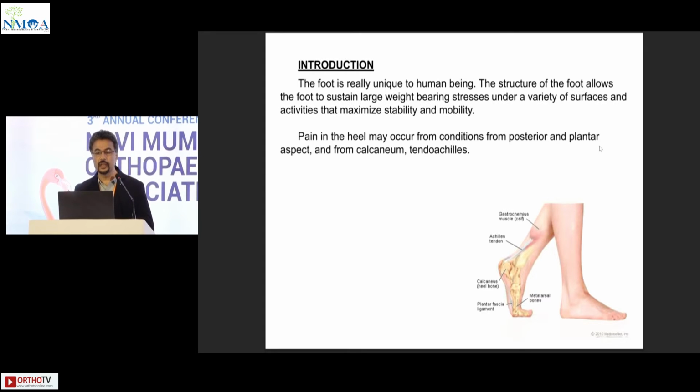The foot is really unique to human beings. The structure of the foot allows it to sustain large weight-bearing stresses under a variety of surfaces and activities that maximizes stability and mobility. Pain in the heel may occur from conditions of the posterior and the plantar aspect, and from the calcaneum and the tendo Achilles.